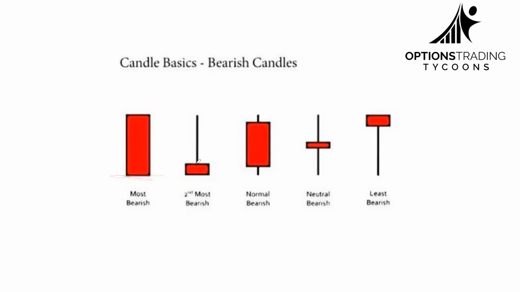Now, the second most bearish is going to be a candle that opens up right here. This is the open of the candle. Buyers push the price all the way up, but they're not able to close around this. In fact, buyers just come up real quick and sellers swoop in and close below the open, right? So it opens here, comes up, and then actually closes down here. This is the second most bearish candlestick.